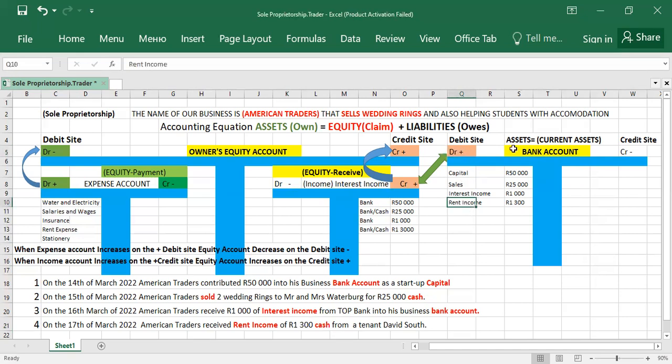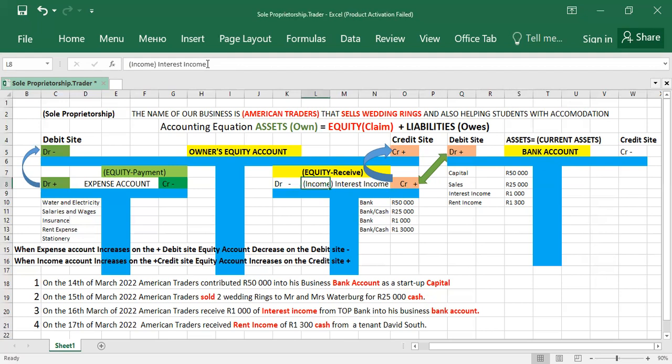What is it that we are debiting on our bank account? We are debiting rent income. The business is receiving the money from the tenant, which is the rent. Income of how much? 1,300. Now we are done recording the last transaction under our bank account, which is an asset on the debit side. Let us go and also record under our income account.